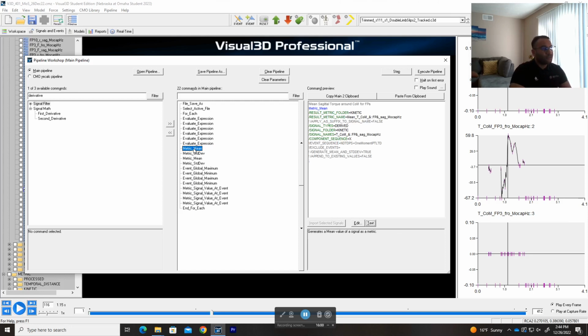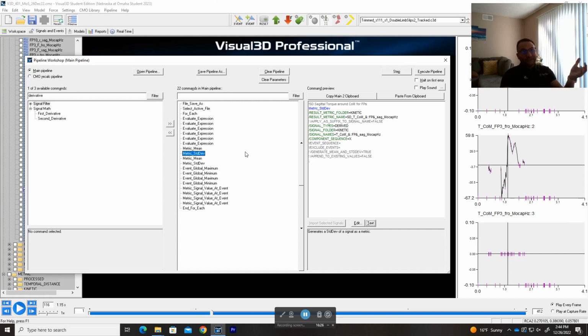So the metric mean gives you the mean value of a signal as a metric. I got the mean of all the torques within each force plate. You can do that, or you can just skip it. I just did it, but either way, if you're going to run your statistical analysis later, usually in MATLAB, you can do all of these analyses later on.